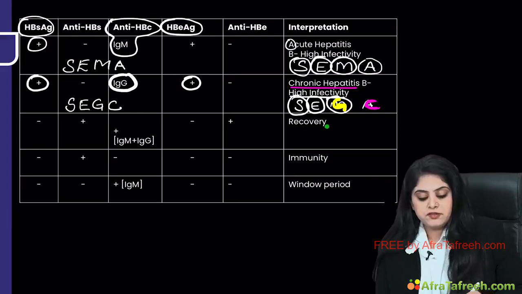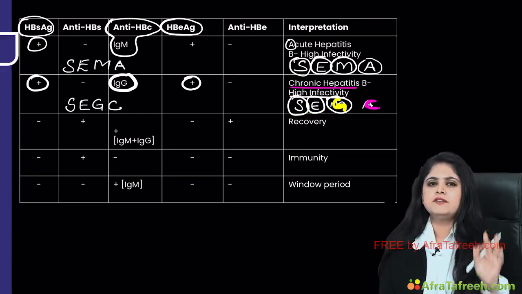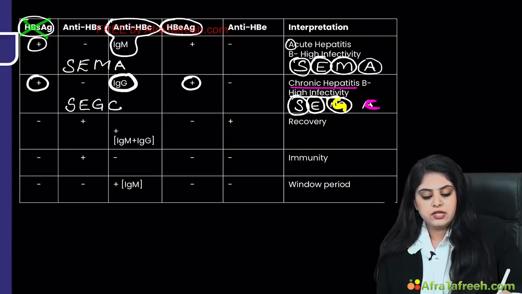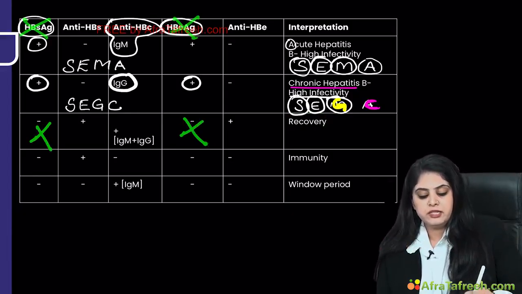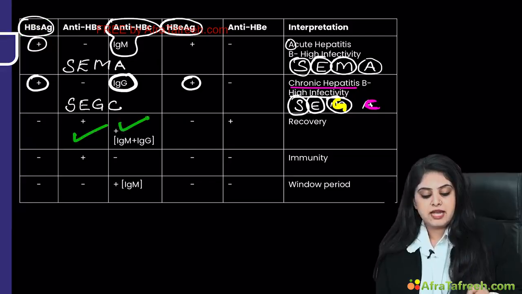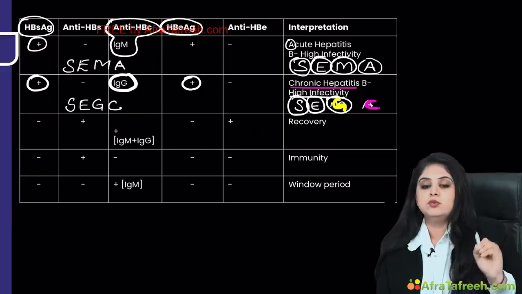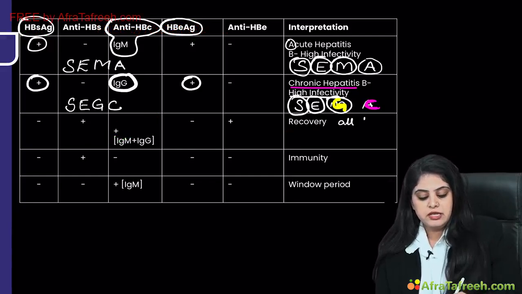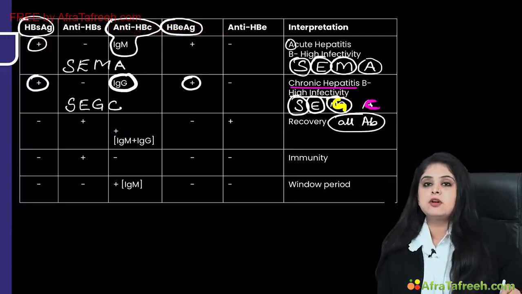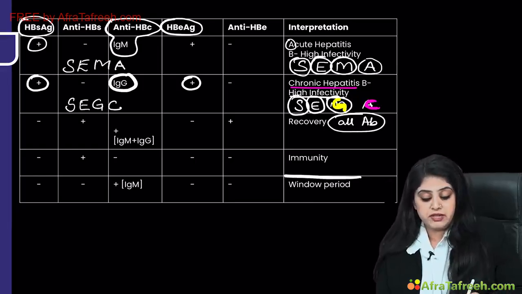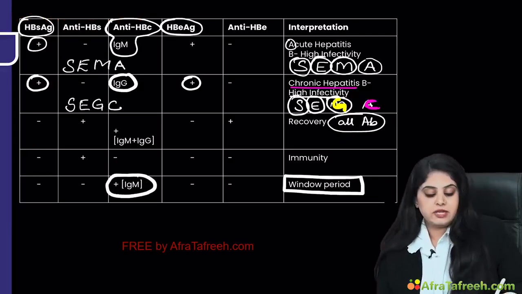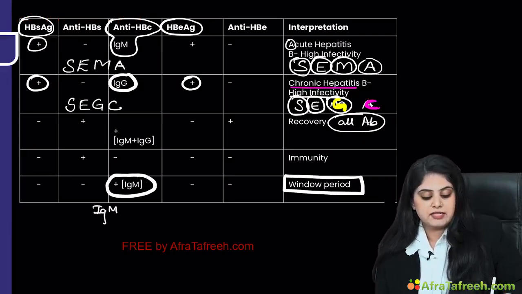Now coming to what if the patient is in recovery? You will say, ma'am, recovery means antibody is formed. There will not be any antigen. No antigen is going to be there, and I will see antibodies are there. Simple rule: if you see all antibody stuff, the patient is going to be in recovery. Very simple. Now let's talk about the window period. Window period is when no one is coming positive. Who is the marker of the window period? I know that it is IgM type of anti-HBC.